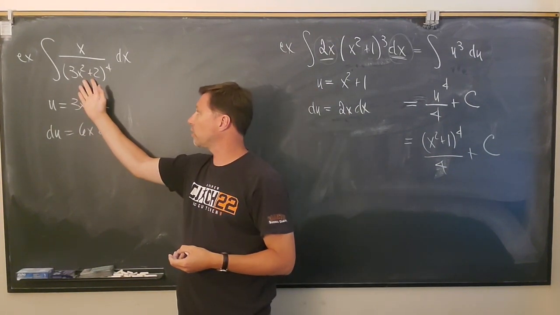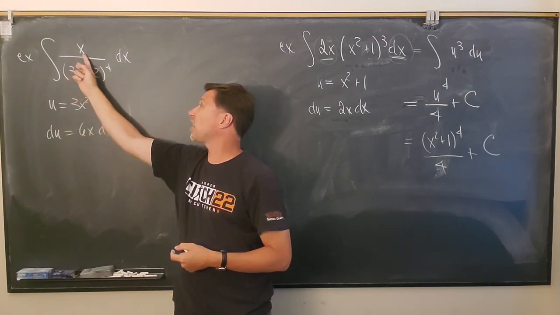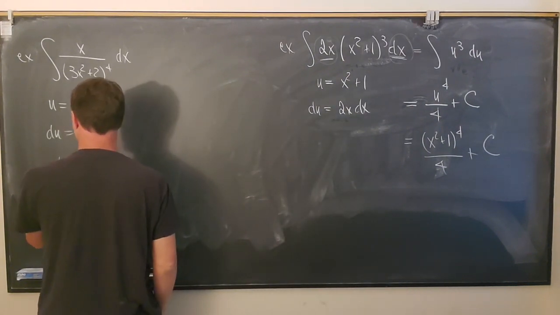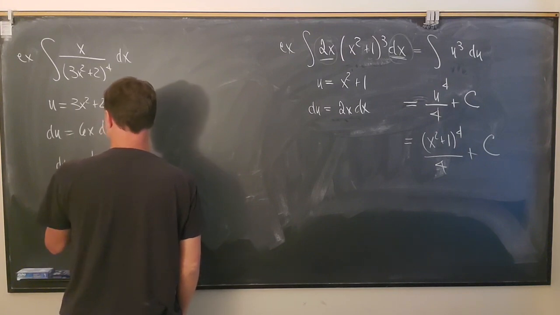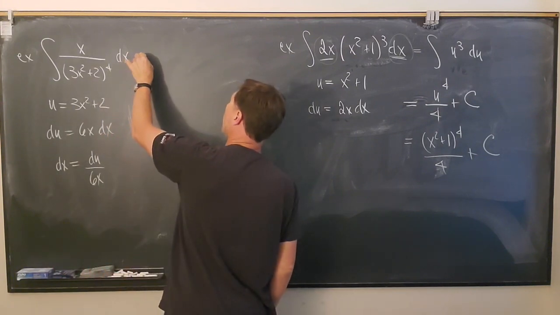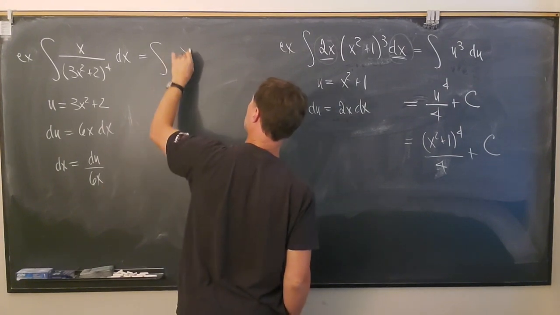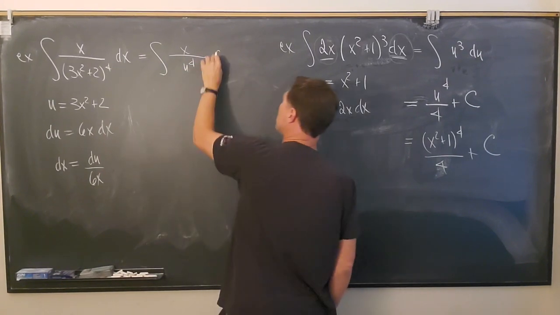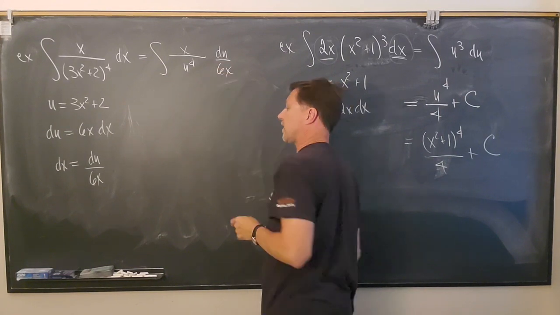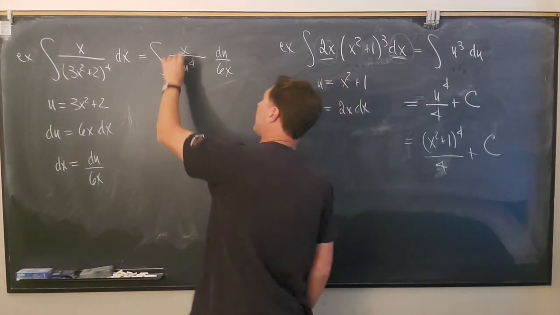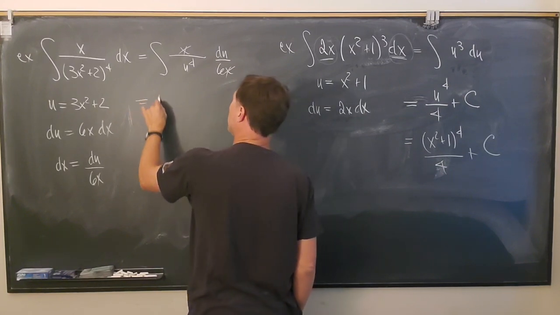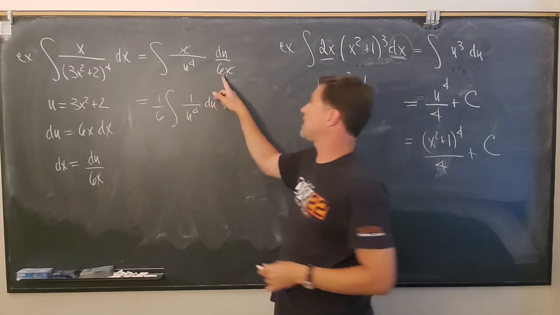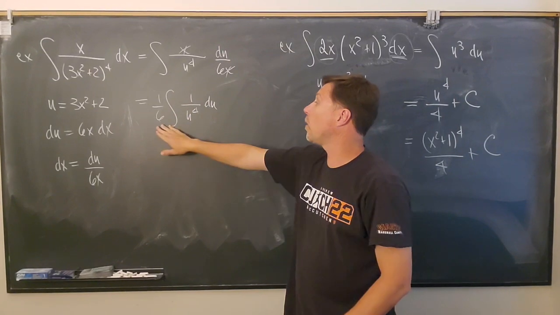Well, if I choose 3x squared plus 2 to equal u, its derivative is a constant multiple of some other portion of the integrand. Now, what I often like to do is solve for dx, so dx equals du over 6x. And now let's go back and substitute. What we have is an x over u to the fourth, and then notice dx becomes du over 6x. And now, if I cancel the x's, what we're left with is 1/6 integral 1 over u to the 4th du. Notice I had this 6 in the denominator, which I pulled out and wrote as 1/6 in front of the integral.